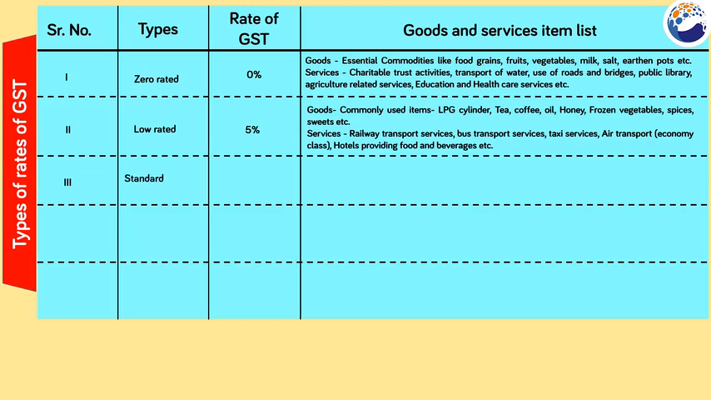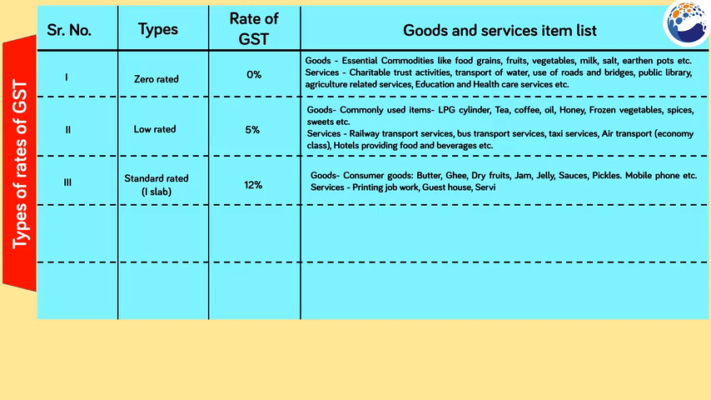3. Standard rated, 1 slab. GST rate is 12%. It is applicable on goods like butter, ghee, dry fruits, jam, jelly, sauces, pickles, mobile phone, etc. And on services like printing job work, guest house, services related to construction business. 4. Standard rated, 2 slab.